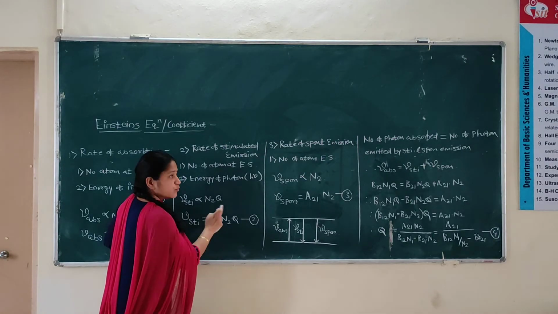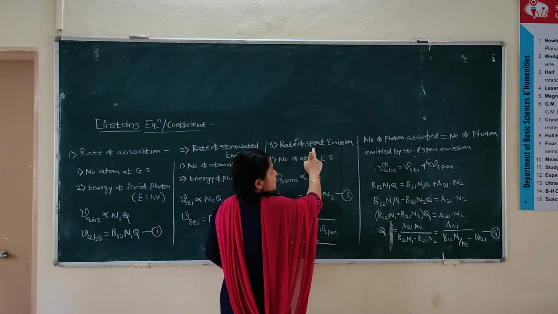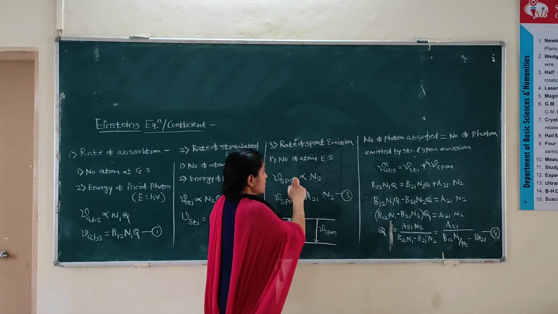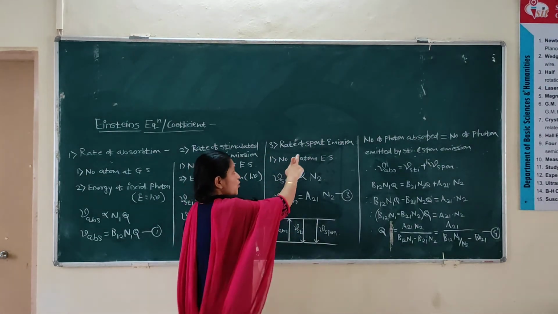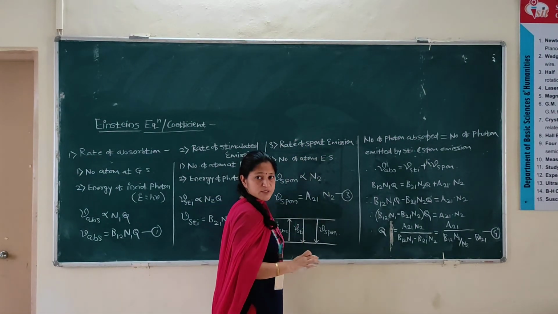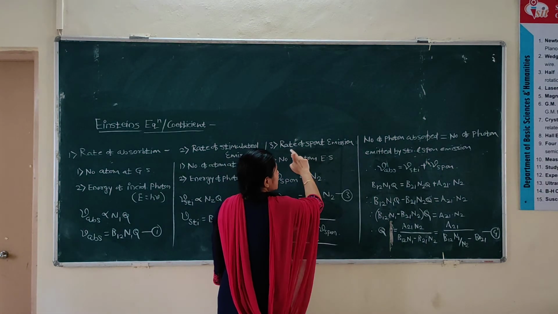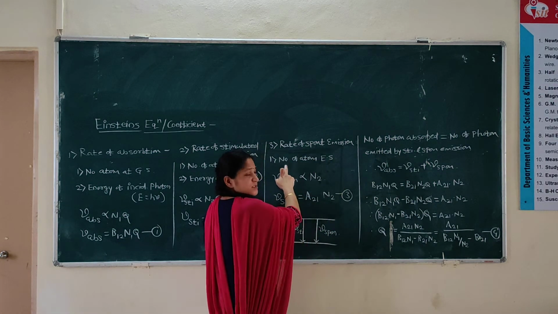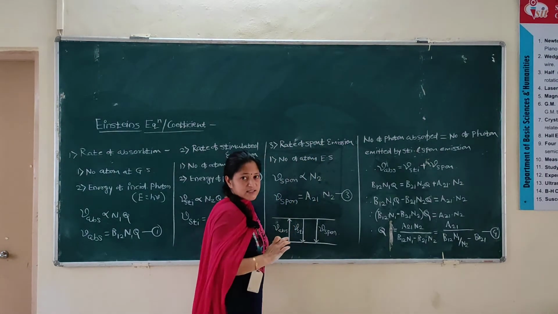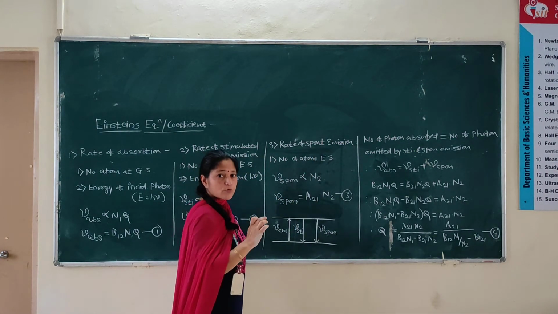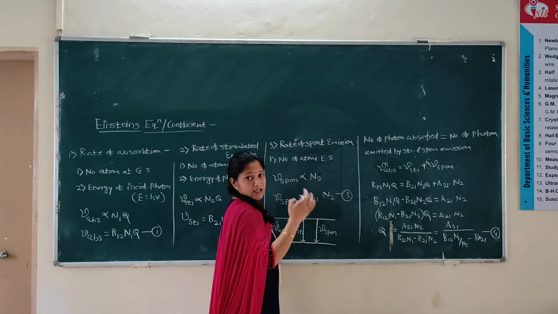Give equation number 2. Now the third factor is the rate of spontaneous emission. We know that spontaneous emission is a natural process, so it does not require energy. This rate of spontaneous emission depends only on the number of atoms present in the excited state, or we can say that spontaneous emission is independent of the energy.